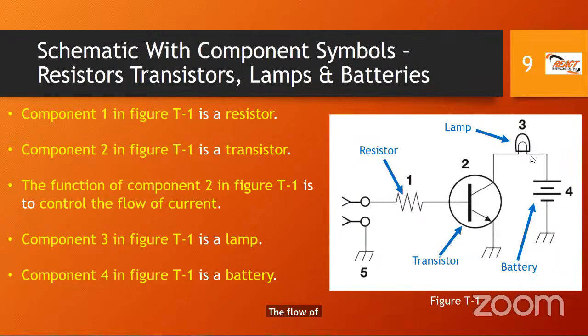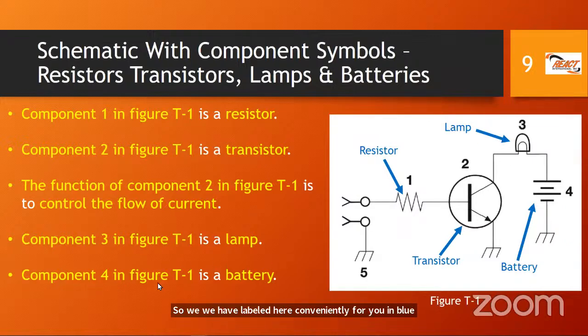So if we were to look at component 3, we may not have necessarily covered it in the class before, but we might have mentioned it. This is a lamp, or you may want to say it's a bulb. It lights up. So it's not an LED, but it's a bulb, or it could be an incandescent lamp. So component 3 in figure T1 is a lamp. We have labeled it here conveniently for you in blue.